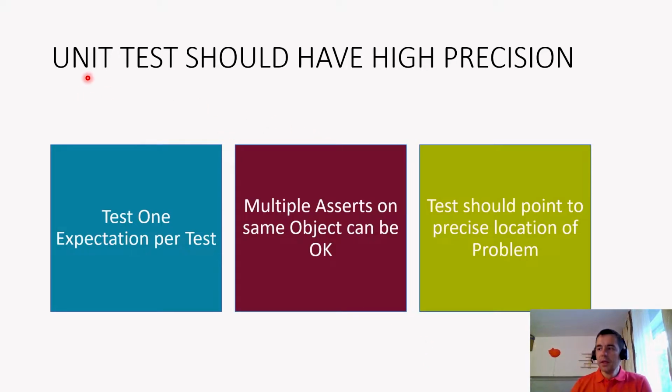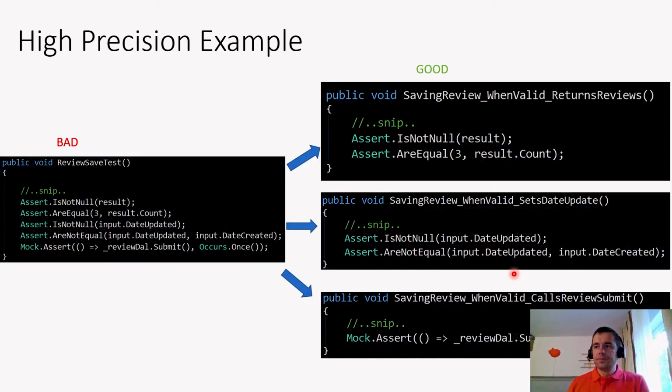Good. Unit tests should also have high precision. So basically, we should test one expectation per test. We can have multiple asserts on the same object. This is also okay, but not multiple asserts on different objects. And unit tests should point us to the precise location of a problem.